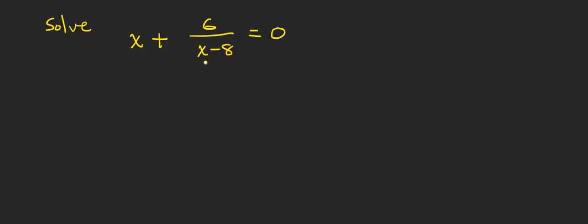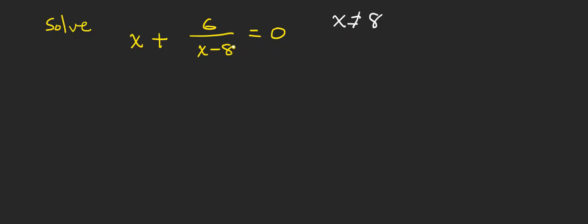First of all, before we do that, we know that x cannot equal 8, because if x is 8, that means the denominator goes to 0. That means it will be undefined. So we have a restriction: x cannot equal 8.